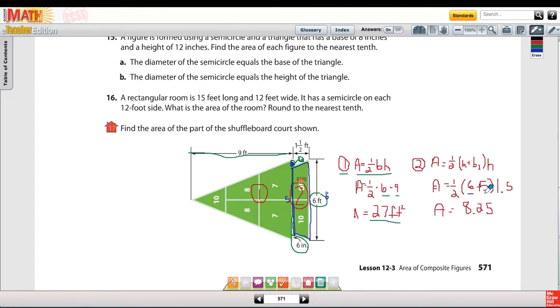And so I have 6 feet plus 5 feet, base 1 plus base 2. I have to multiply it by 1/2 or divide by 2, and then I have to multiply by the height of that trapezoid, which is 1.5. And when I multiply that all through, I get 8.25 square feet. And then if I want to find out the total area, the total answer, it's going to be 27 plus 8.25, which is a total of 32.25 square feet. Make sure you get all of that down in your notes.